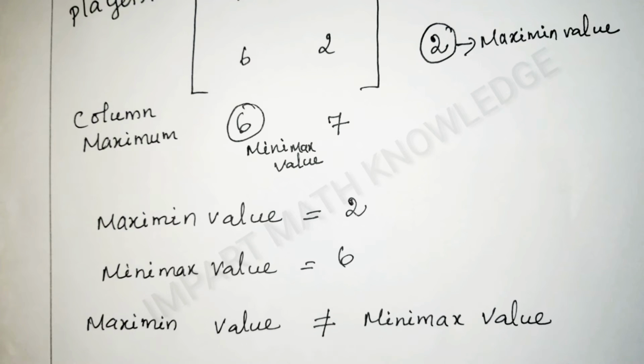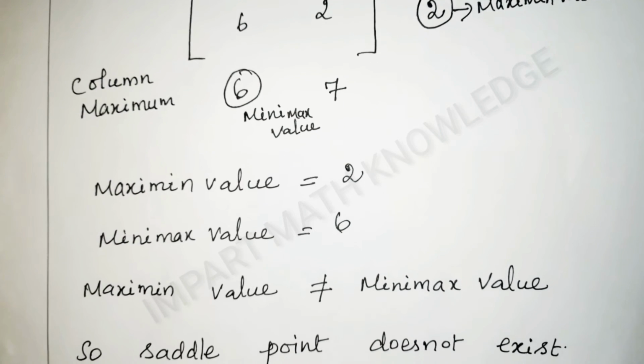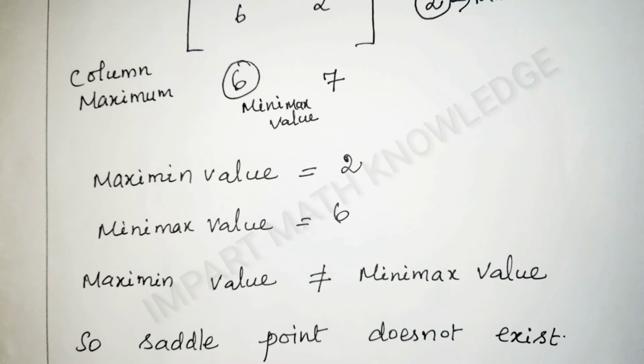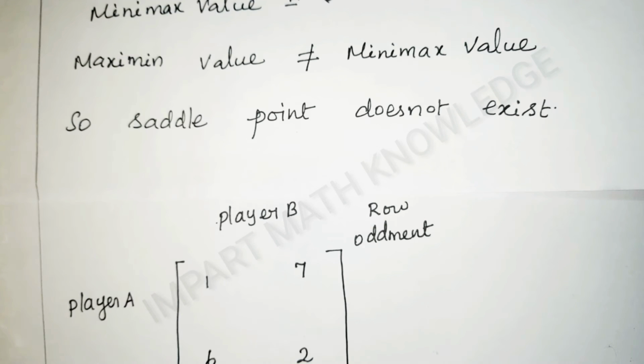In the given game, maximin value is not equal to minimax value. So, saddle point does not exist. Since saddle point does not exist, we can find the optimum strategies of player A and player B and the value of the game using arithmetic method.